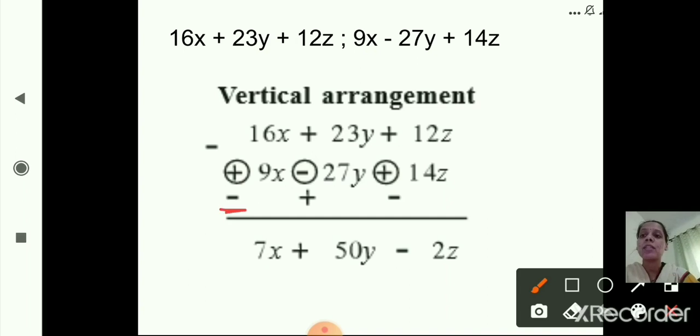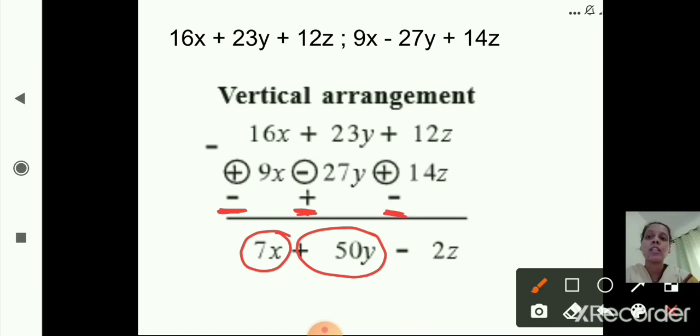16x minus 9x is 7x, right? Now 23y plus 27y. Here, see, we will follow these signs. First we will change the signs and write it here, and as per these signs we will do addition and subtraction. Now 23y plus 27y, that is plus 50y. Now third term, there is a minus sign, right? See this sign. So here we will do 12z minus 14z, subtraction. Now 12z minus 14z is minus 2z, the bigger number's sign is minus, so minus 2z.